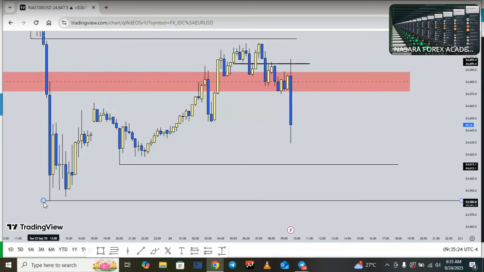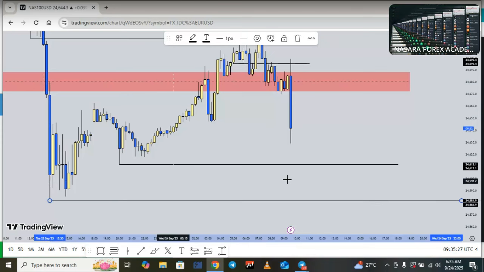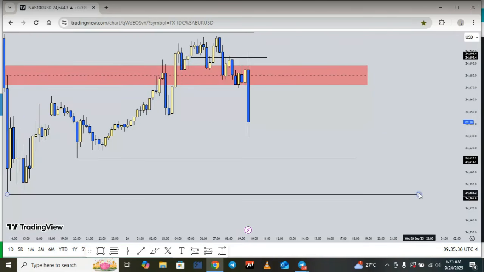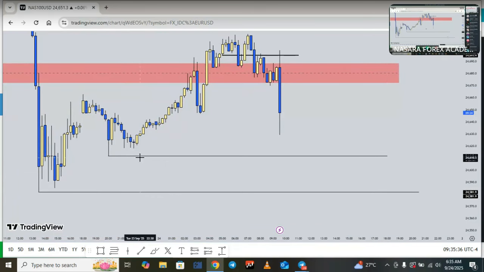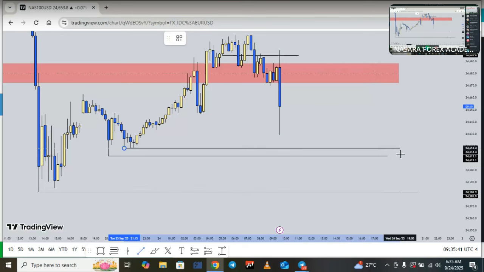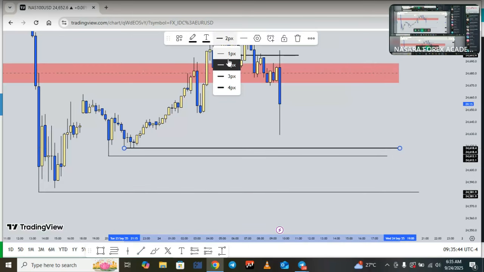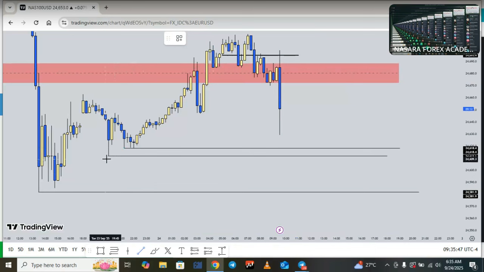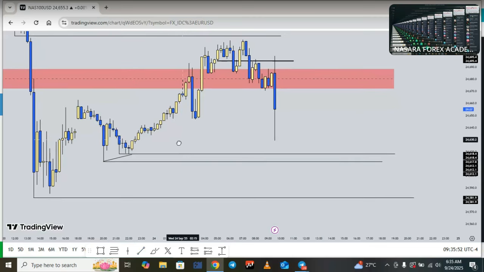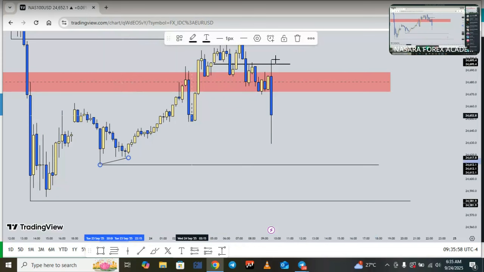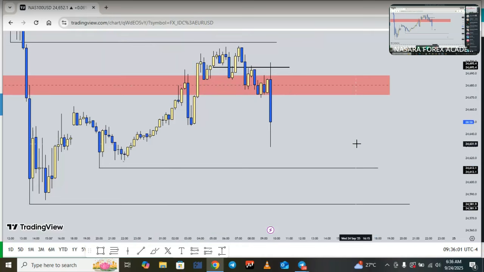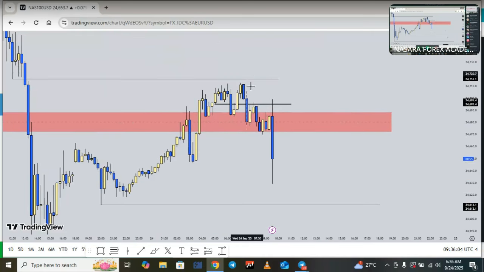All right, I have this, as I earlier said, my draw on liquidity, which is these relatively equal lows. And also here I have another relatively equal lows, which makes this low a low resistance liquidity run. So I won't choose just these lows, I will choose these lows also as my draw on liquidity. So also we can see the structures here.